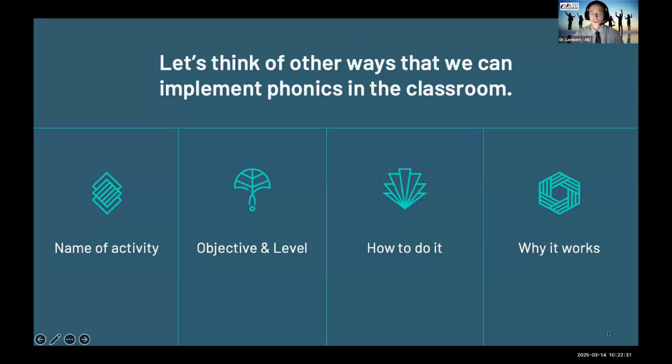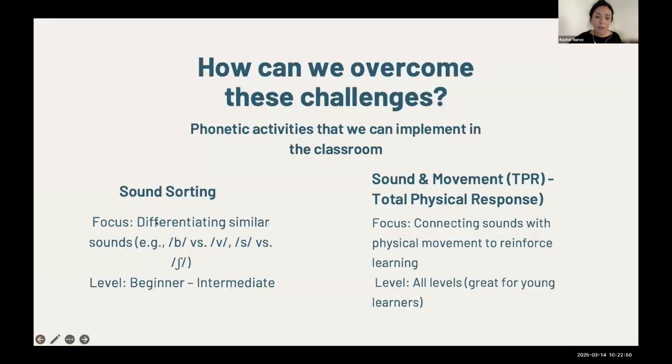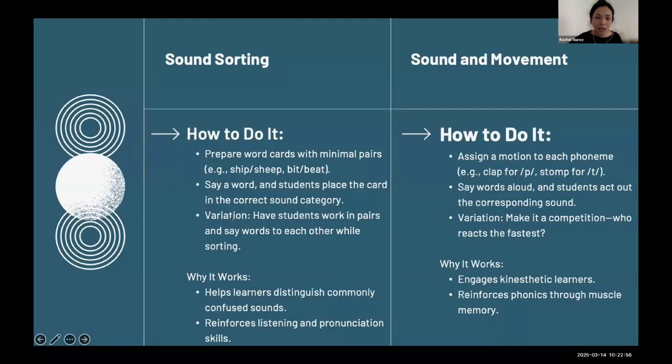You're looking for these 4 components to the activity. Yes, exactly: name of activity, objective, and level. So what's the objective of the activity? Here's the example of mine. On my first slide, I put the focus, so the objective, the level, who our learners are, how to do it, and why it works. Looking for those 4 things.